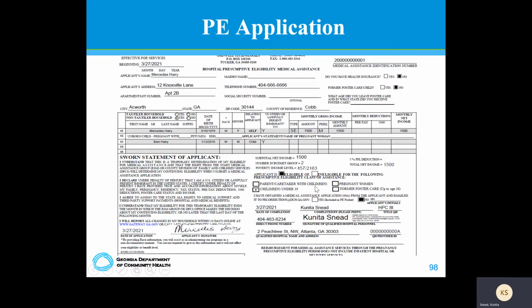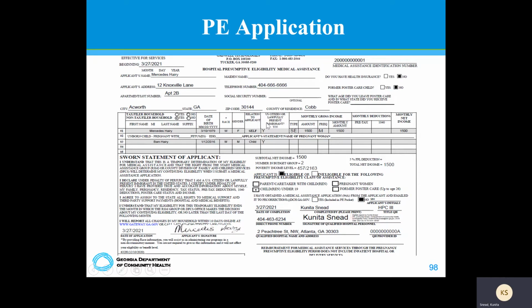The child is not eligible for parent caretaker with children because the mom wasn't eligible. So the child has to be eligible for children under 19. So in that case, the 5% deduction, we could have used it with the 457, but she still would have been over. So I really wouldn't use it. Now, if the income was over for the child, we would use the 5% deduction. The total net income is still $1,500.